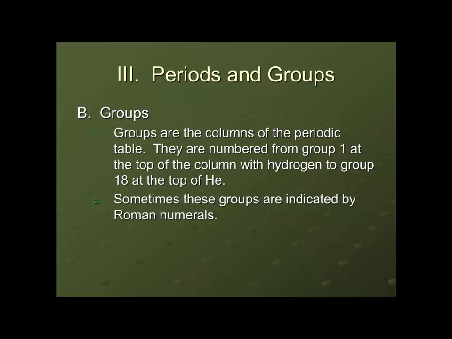Sometimes these groups are indicated by Roman numerals instead of by numbers, and sometimes they use an A and B system so that instead of being 18, it'll be 8A or 8B depending on how they've organized the periodic table.